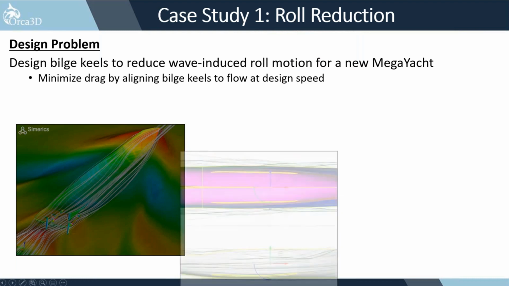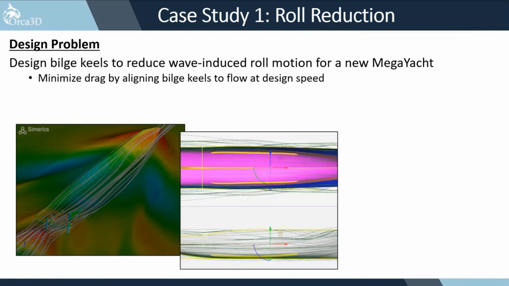The next step would be to take those streamlines over to your Rhino model, where your geometry is, and align. You can see how I've aligned the bilge keels, which are the yellow items showing on the sides of the hull here, with the local flow streamlines. So that means while they will be adding frictional drag, hopefully they're not adding much in the way of pressure drag to your problem at this speed because they're aligned with the flow.